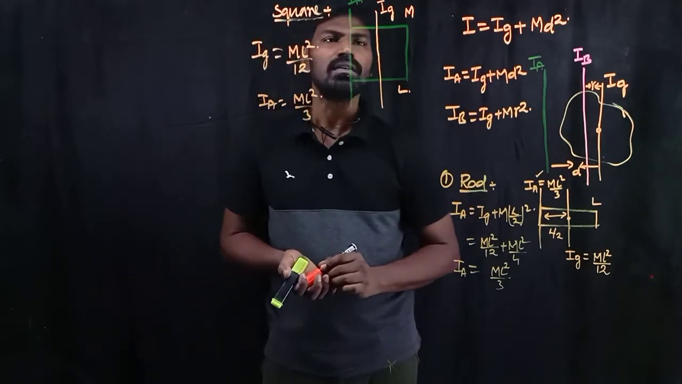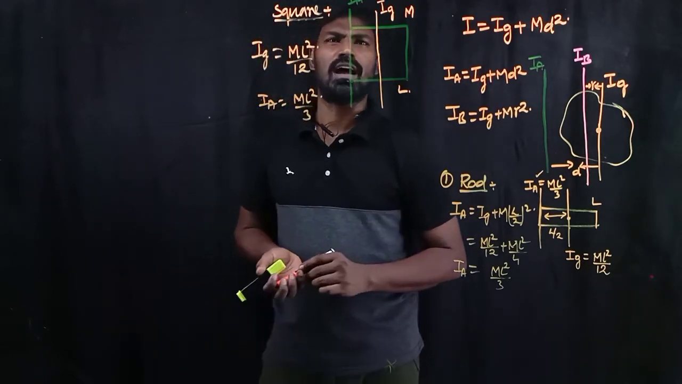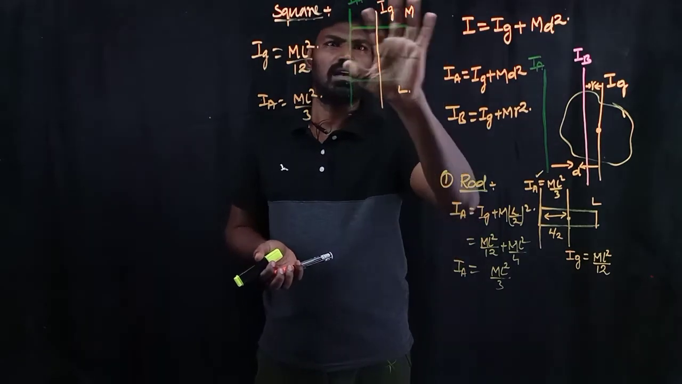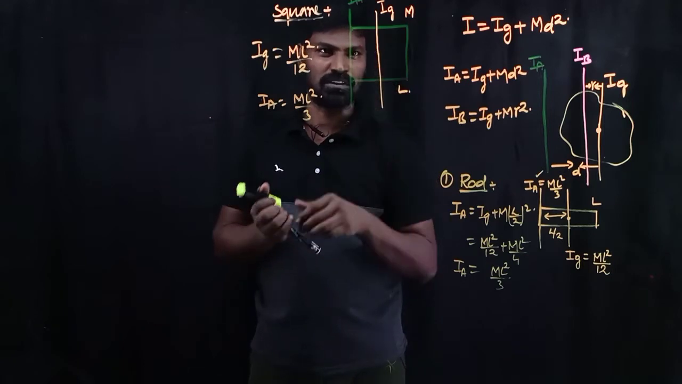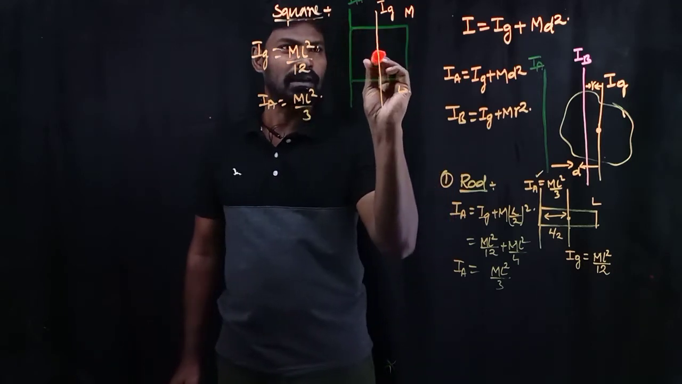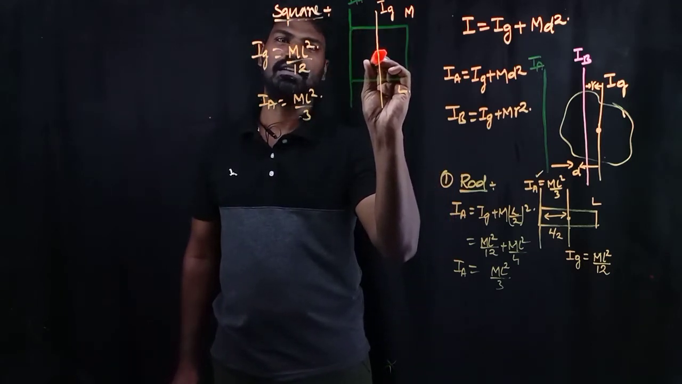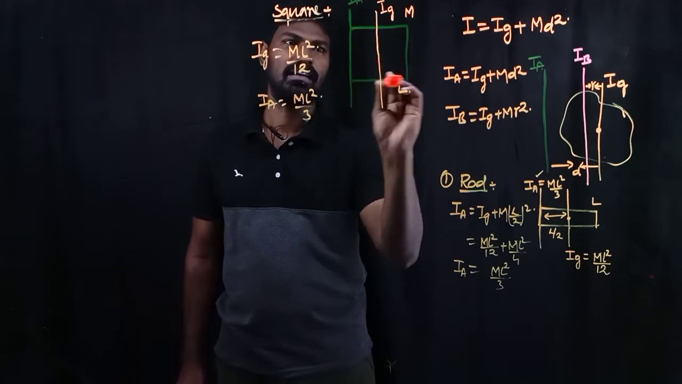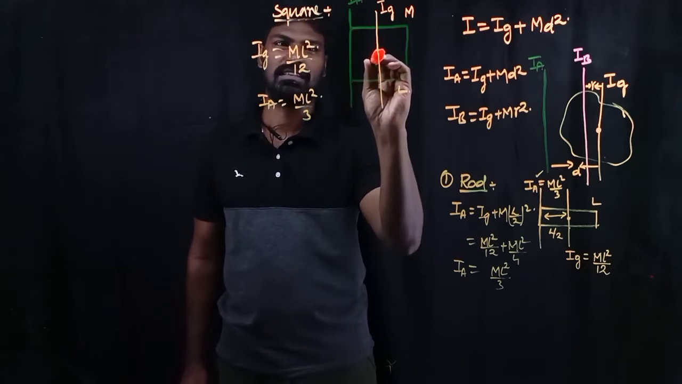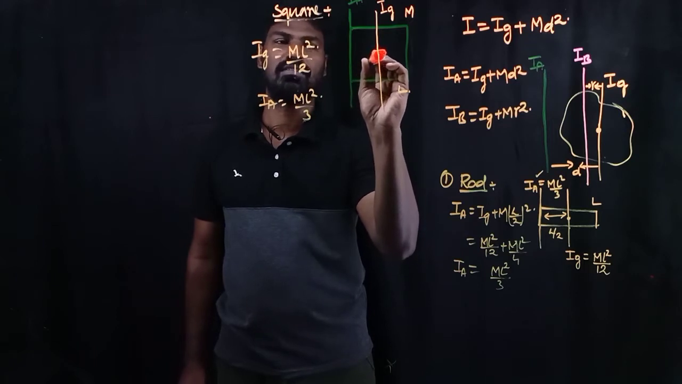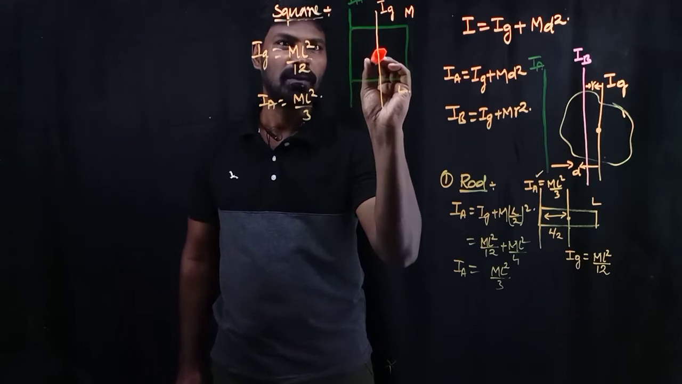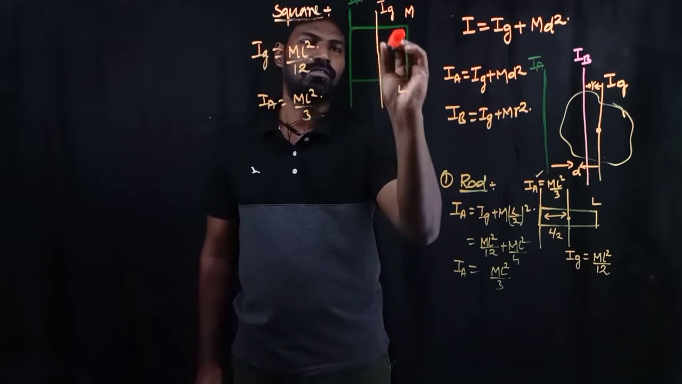What is the moment of inertia of this square frame with respect to an axis passing through the center of mass and perpendicular to the plane containing the lamina, that is with respect to this axis? So that is also passing through the center of mass only. That also I'm going to call it as IG only. But this IG is perpendicular to the plane containing the frame.